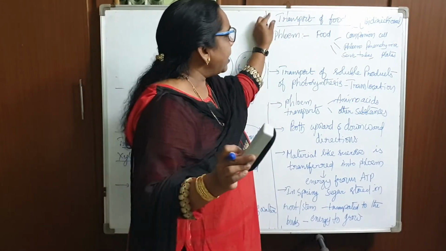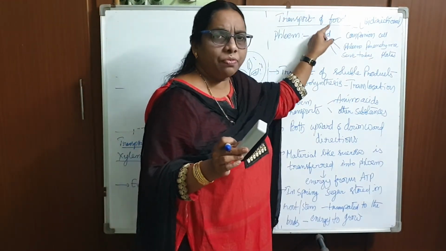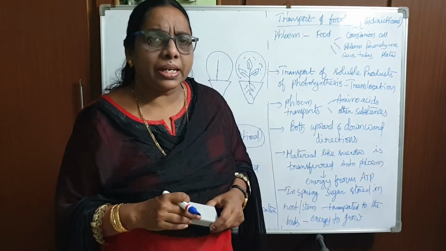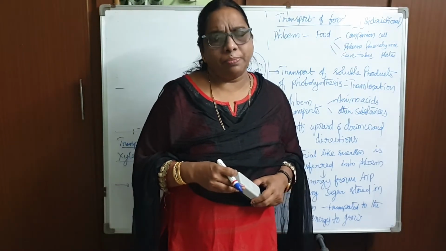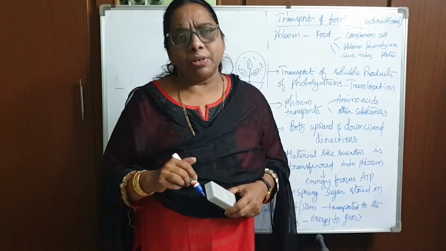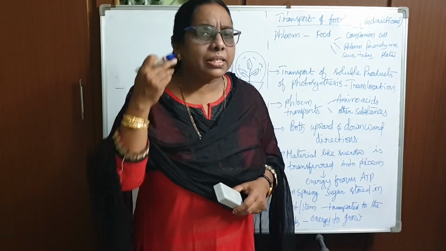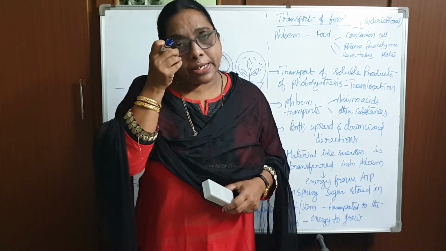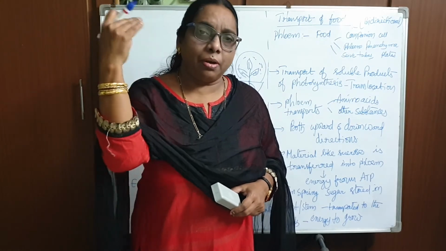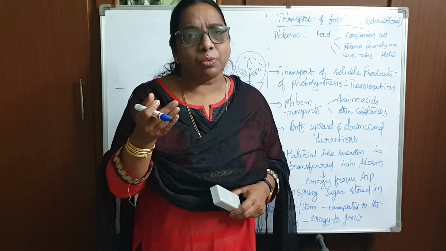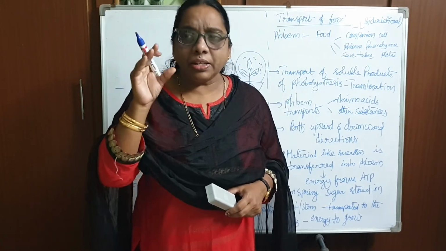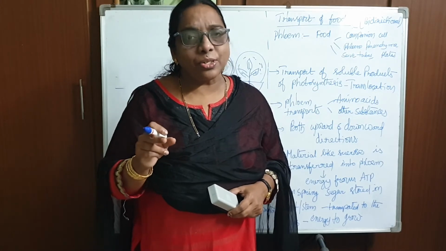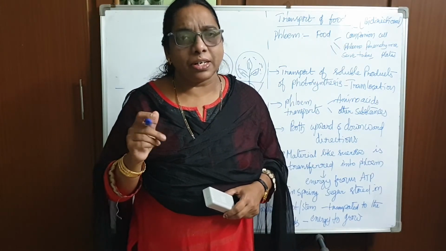The next one is how the transportation of food takes place. The transportation of food is what we call conduction of the food by the phloem cells. The phloem has four different types of cells: sieve cells, sieve tubes, companion cells, and phloem parenchyma. The phloem's main function is the conduction of food, where the main food process takes place. It has to reach that particular part, which we call the leaf.